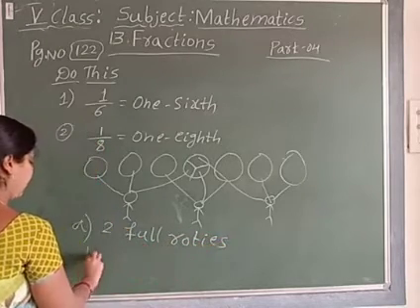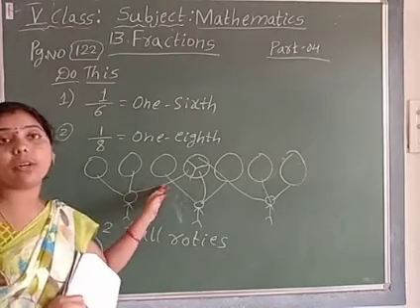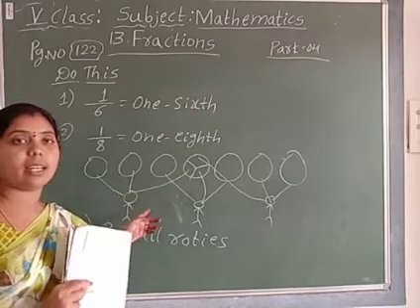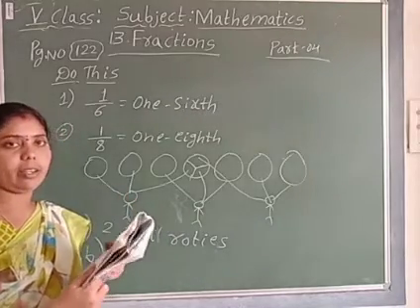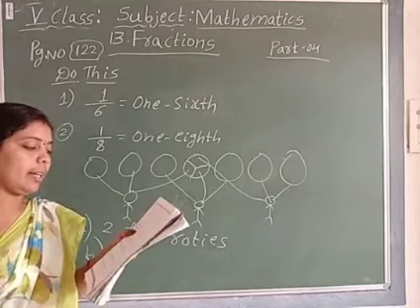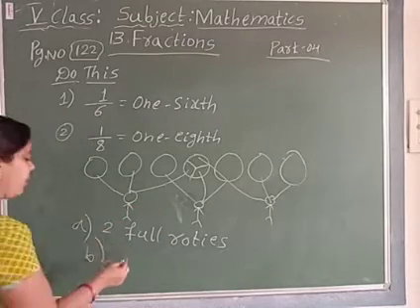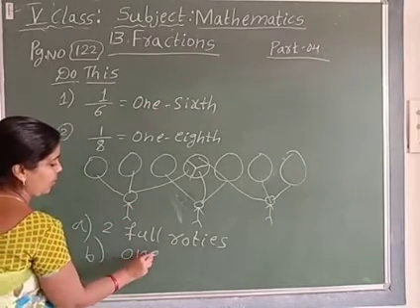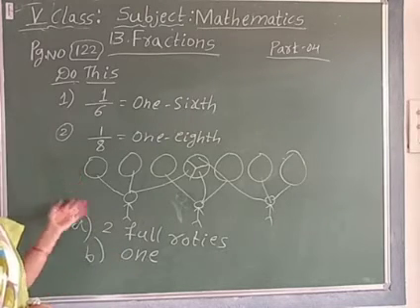Then the second one. How many 1/3 rotis? 1/3. You will observe, children. 1/3 rotis. How many are there? 1. 1/3 roti. Understand? You will write it down, children.